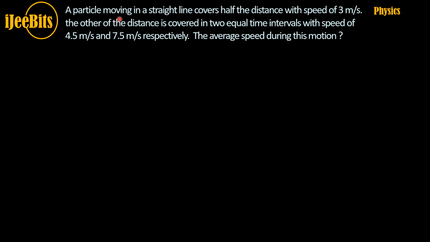A particle moving in a straight line covers half the distance with a speed of 3 meters per second. The other half of the distance is covered in two equal time intervals with speeds of 4.5 meters per second and 7.5 meters per second respectively. So the average speed during this motion is what they need. So who is going to try? Okay, shall we try?